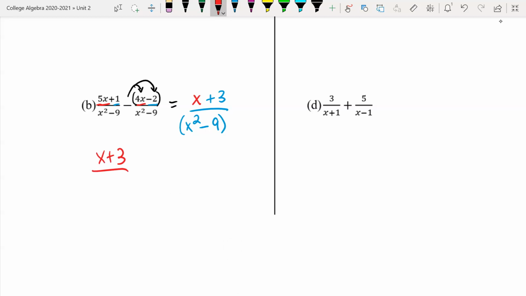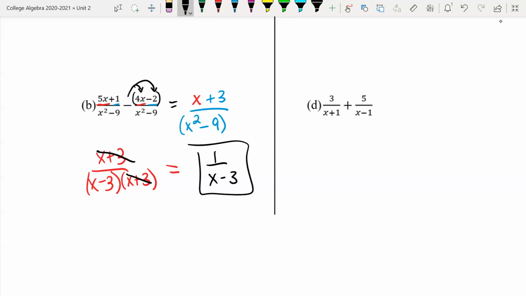Normally, if you can factor it, you would. So the bottom factors into x minus 3 times x plus 3. So that x plus 3 is going to cancel, and I get 1 over x minus 3. Sometimes you have to factor the denominator after you get your answer to simplify even further. It just depends on the problem.